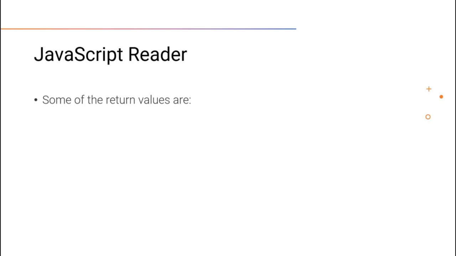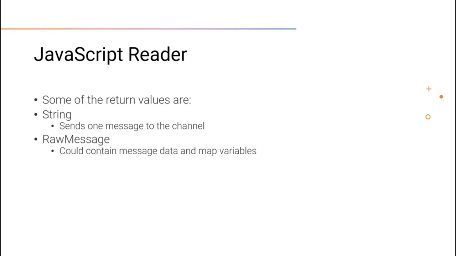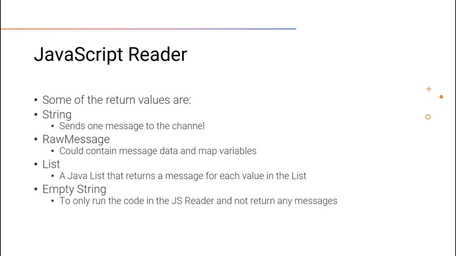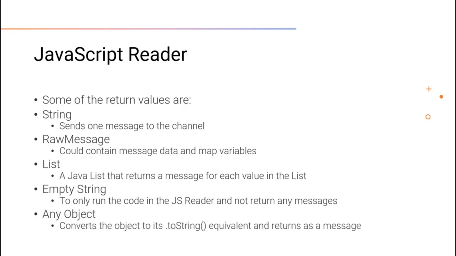Some of the return values we can send to our channel: a string, which is going to be returned as one message. We can return a raw message, which could contain message data and map variables. We can also return a list, a Java list that will return each list value as its own message. We can return an empty string, so we only run the code in the JavaScript Reader. Or we could return any object, and the object will be converted to a string using the .toString method and be sent as one message to our channel.